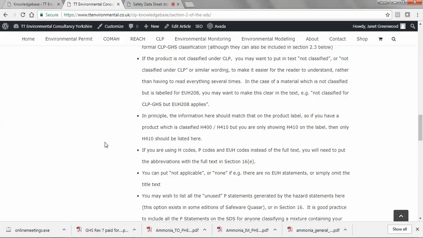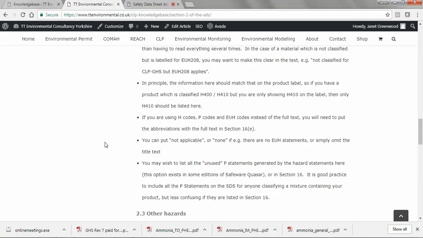Now, what happens with all the P statements you've generated to get to your choice of P statement? Well, you can, in theory, put it into this section here. But if you are going to put it into 2.2, you should say other potentially applicable P statements. And it's much better to actually put them in section 16, because they're extra information. They're information that somebody who is then using your product in a mixture may need to know, but if you put them in 2.2, you get that mismatch with the label, which we're trying to avoid as much as possible.